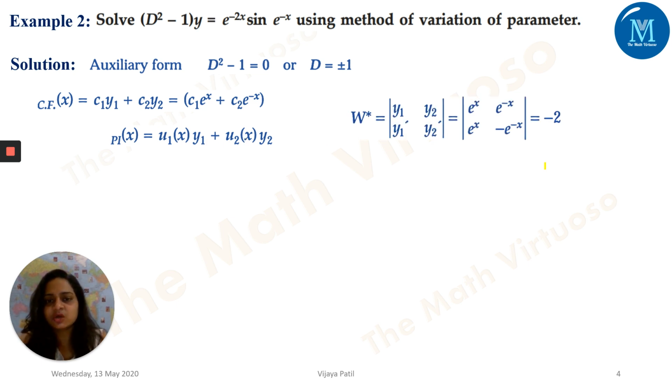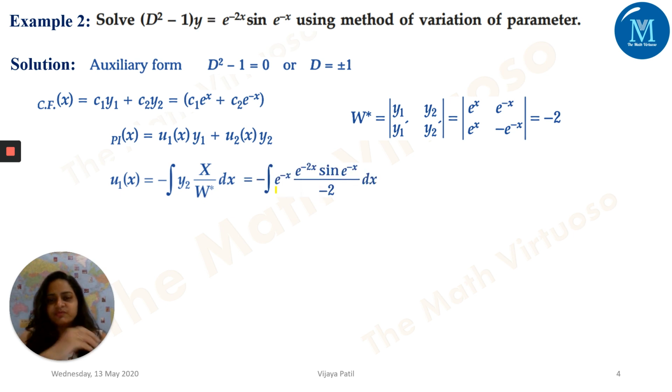The Wronskian function of this particular function is the determinant of y1, y2, y1 dash, y2 dash, which is e to the power x, e to the power minus x. E to the power x minus of e to the power minus x would give me minus 2. So u1 is equal to minus integration y2 X upon W star dx.